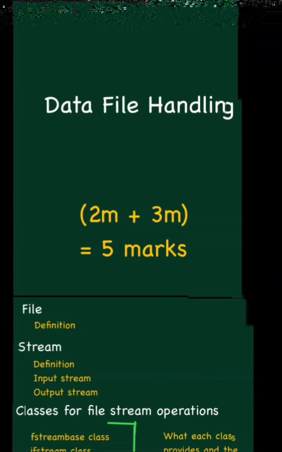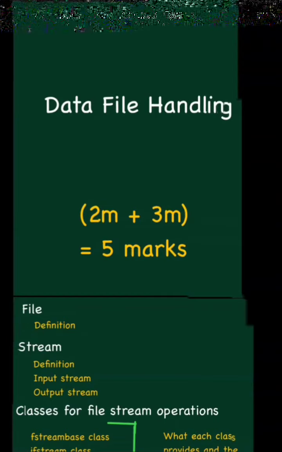In file, what is the definition of file? That will be important from this chapter, and what is stream, what is input stream, what is output stream. Then, what are the classes for file stream operation? In this we have to concentrate on what each class provides and each member function belonging to a particular class.